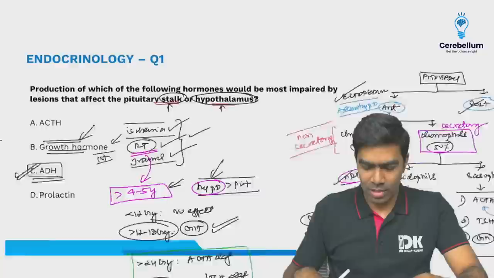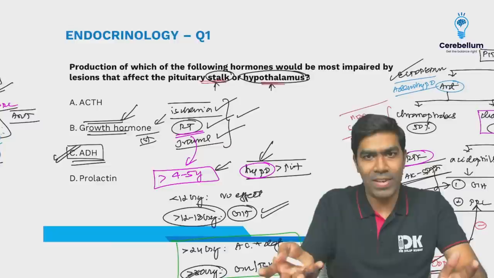Okay, so I think Dr. Avinash is also asking the same question, but I've explained already. Hypothalamus affected means you are going to invariably affect the anterior pituitary hormones only. What is the problem in that? Okay, now going to the next question.